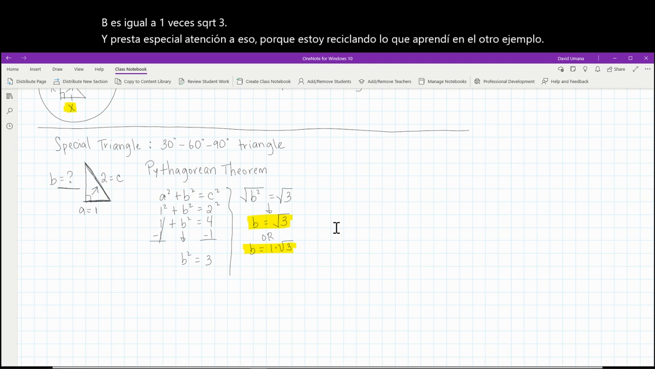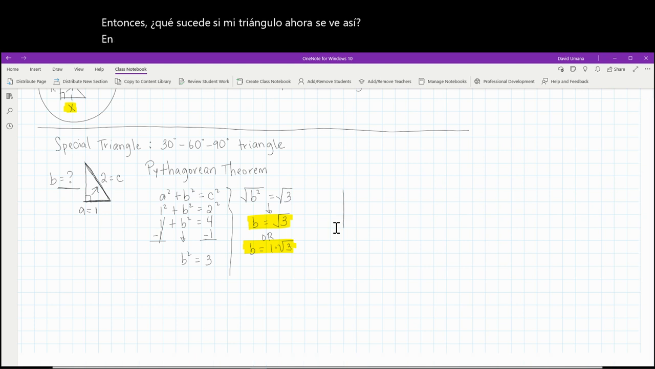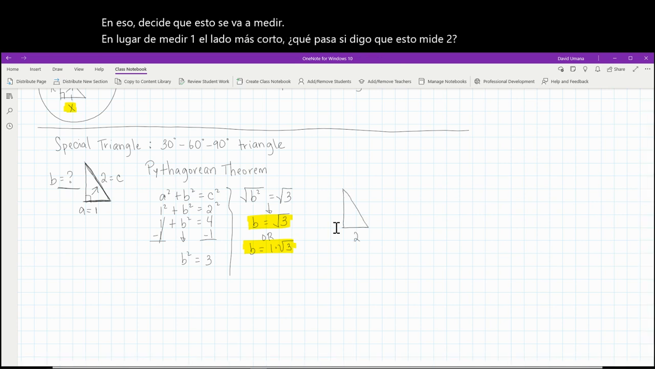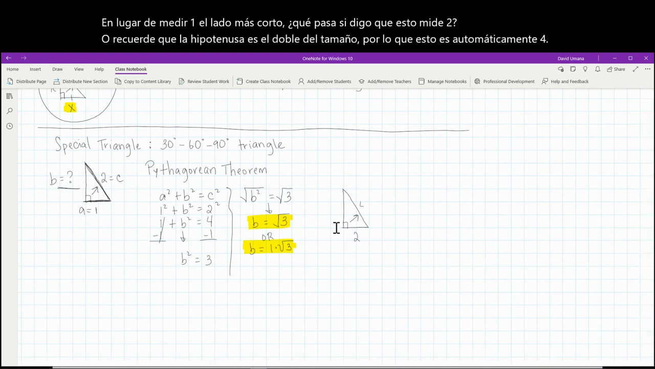So what happens if my triangle now looks like this? And I decide that this is going to measure, instead of measuring 1, the shortest side, what if I say this measures 2? Well, remember, the hypotenuse is twice the size, so this is automatically 4. So how much is this? The third side.